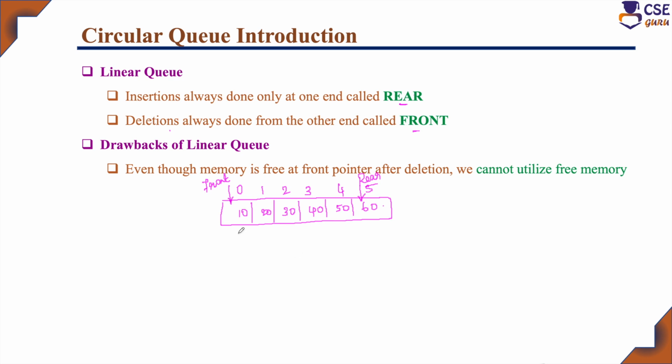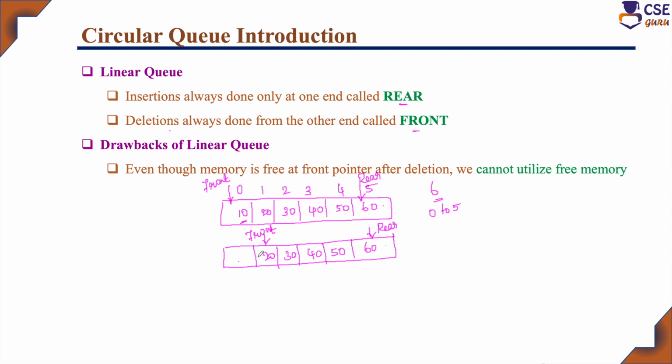For example, here we have allocated totally 6 memory locations, starting from 0 to 5. All the memory locations are now filled with elements. Now, if I delete the element 10, the new structure will be like this: 10 is deleted, and 20, 30, 40, 50 and 60 remain. Now the front pointer will point to the element 20 and the rear pointer will be at the last element. This memory location is free.